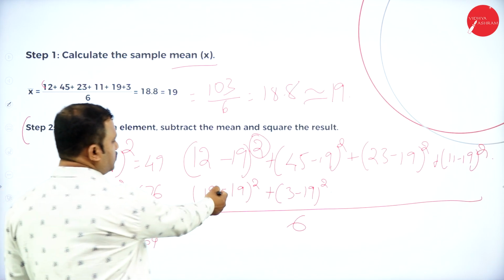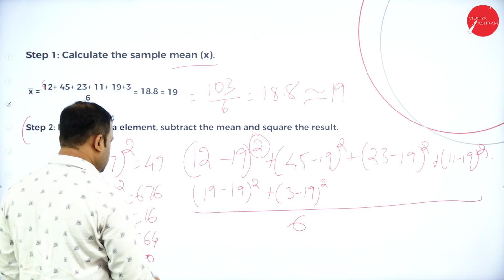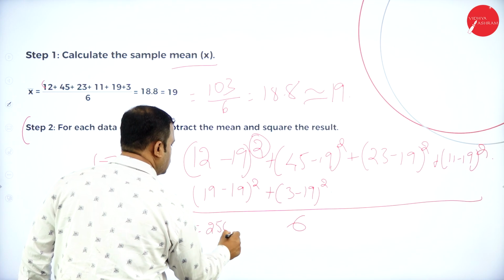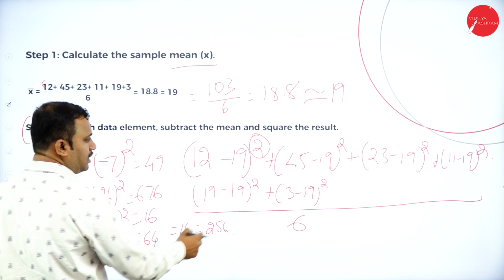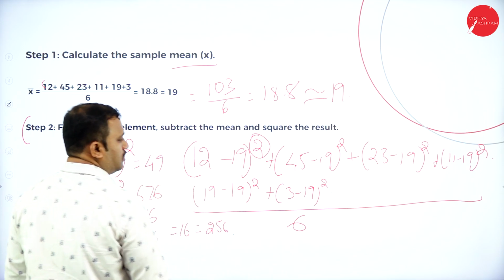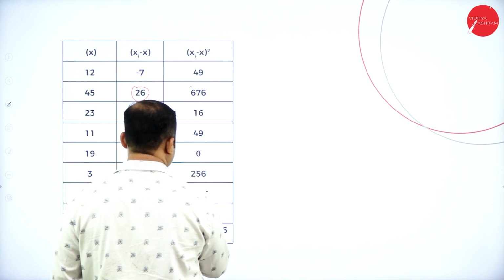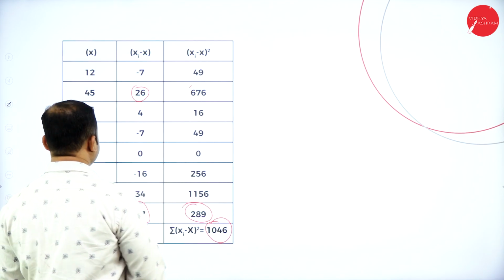Is equal to 64. Then 19 minus 19 is equal to 0. Then we have 3 minus 19 is equal to minus 16. 16 square is equal to what? 256. So if that is the case, it is 17. It is not 16, it is 17. 3 minus 19 is equal to, we have got this value, that is 289. 17 square. Then if I add up all these terms, I'll get 1046.